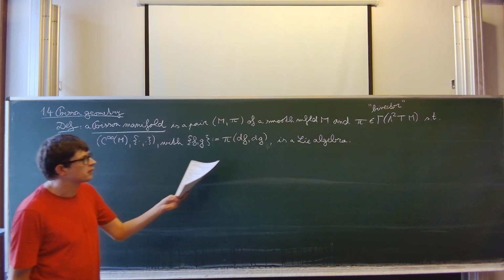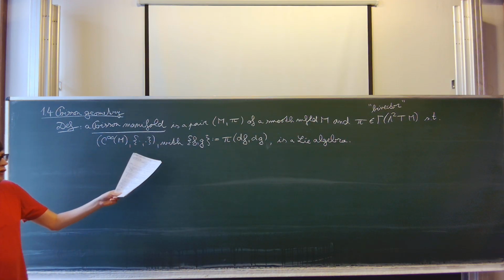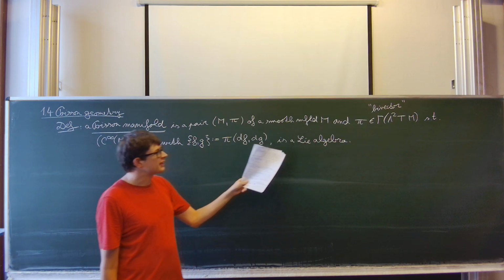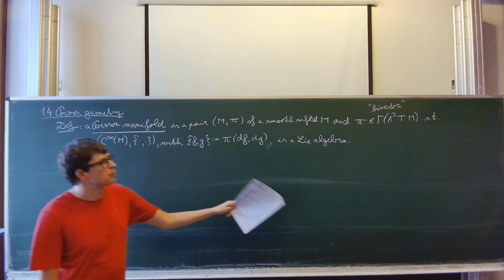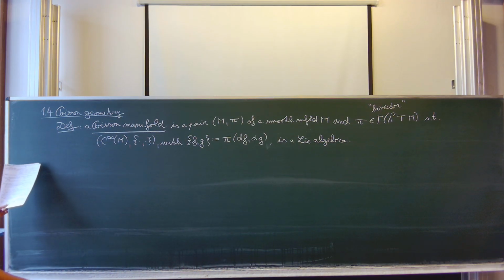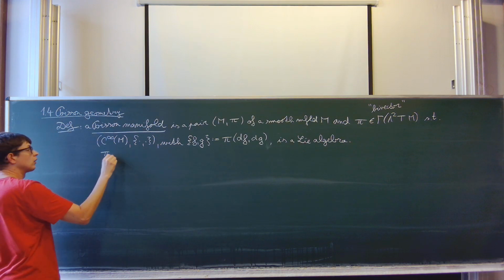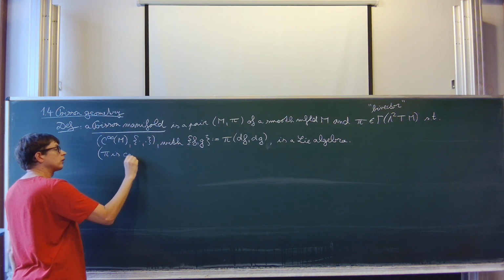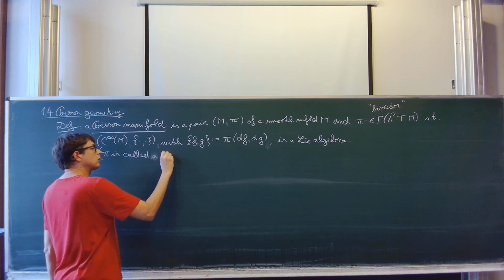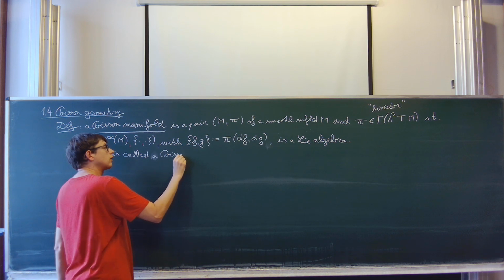Namely, the non-trivial thing to check is whether it satisfies Jacobi, because a Lie algebra needs to satisfy the Jacobi identity. And it needs to be antisymmetric, but antisymmetry here is guaranteed by this wedge here. The non-trivial thing is to check the Jacobi identity. And then pi is called the Poisson bivector.